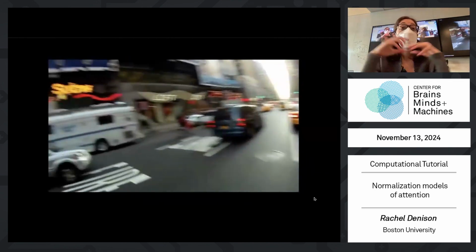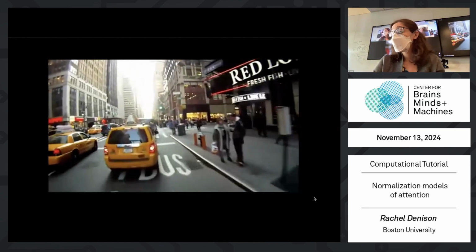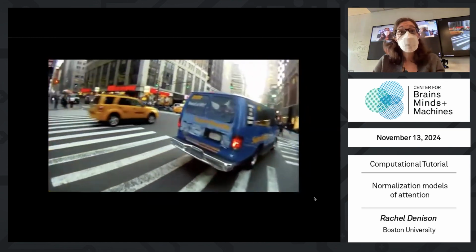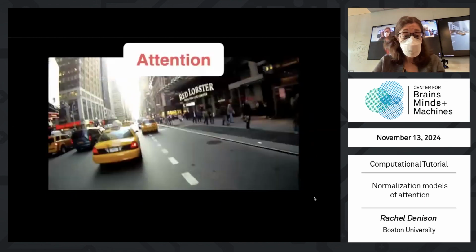And a challenge for us is that that's difficult, right? There's a lot of information, and only some of it is going to be relevant to our behavioral goals at any given time, right? So attention is this cognitive process that lets us prioritize relevant visual information. And it's important to have this process because we're limited in terms of the neural resources that are available to process sensory information at any given moment, right?